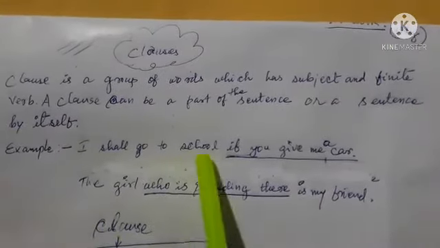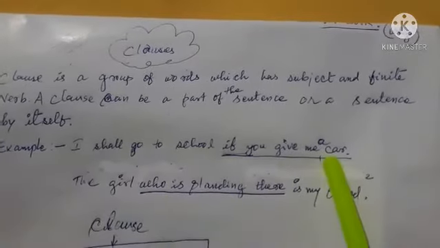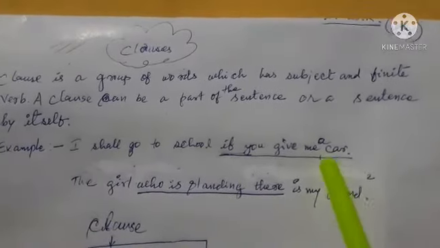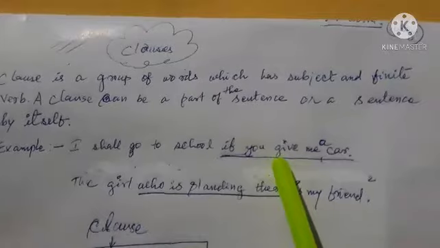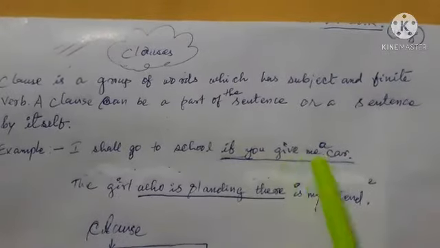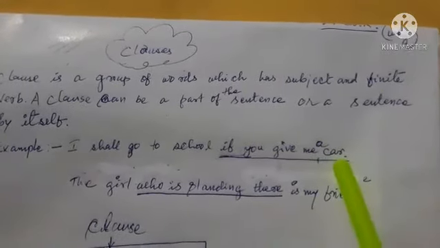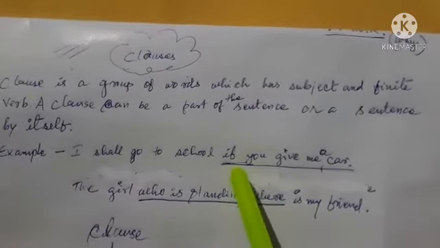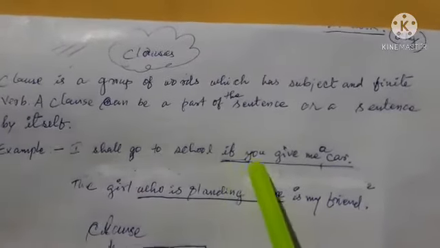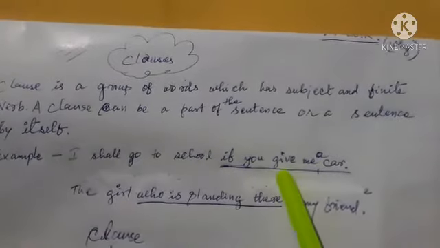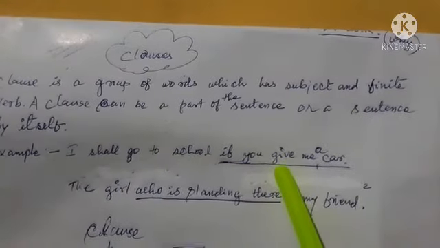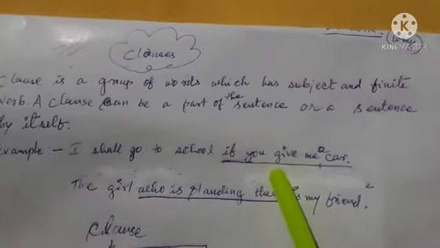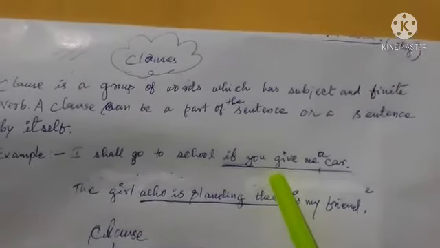I shall go to school if you give me a car. Here, the underlined words "if you give me a car" are a clause because it has a subject, "you", and a finite verb, "give", and it is also a part of the sentence.